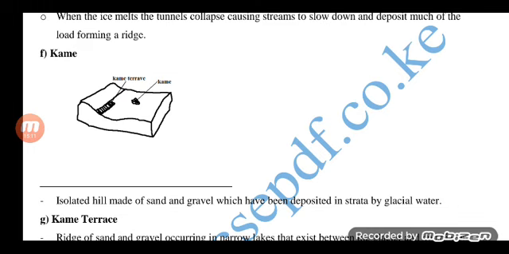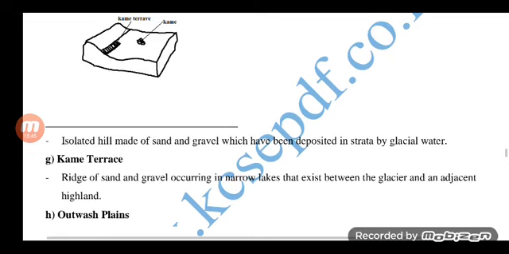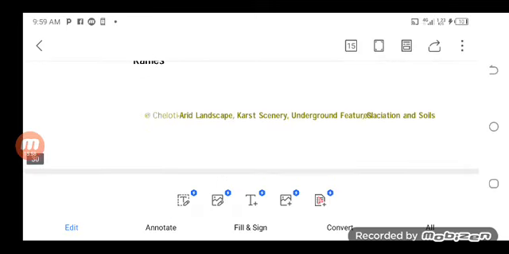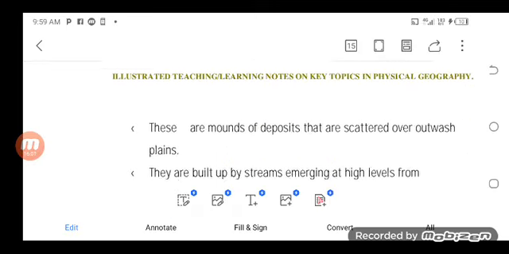So some kames are formed from the accumulation of deposits in crevices on the ice surface, and they usually do vary in size and shape. They can occur in groups or single. Yeah. Then sometimes deposition of sand and gravel may occur in narrow lakes that exist between the glacier and adjacent highlands. So such deposits will lead to formation of a kame terrace like this one. So the features are similar in formation to lateral moraine ridges.